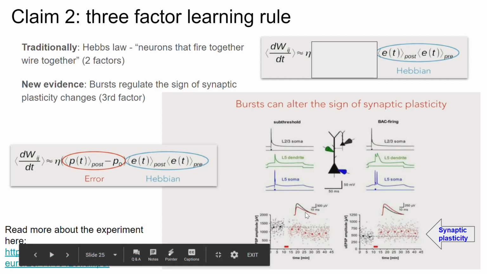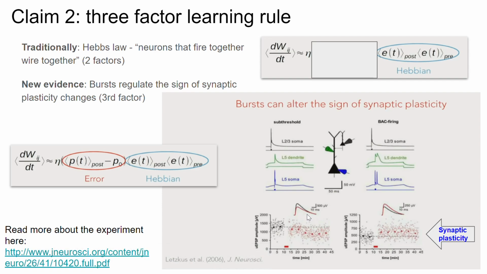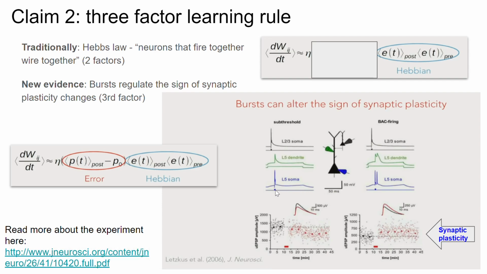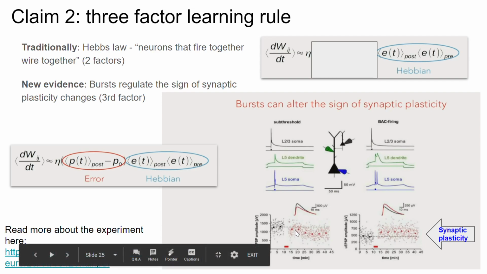And this is an experiment that gives you evidence for this formula. So you intentionally stimulate either bursts or spikes at your soma. So it turns out that when you stimulate a spike, your synaptic plasticity reduces. So this is the strength of your connection to the following neuron. And when you stimulate a burst, the synaptic plasticity increases.